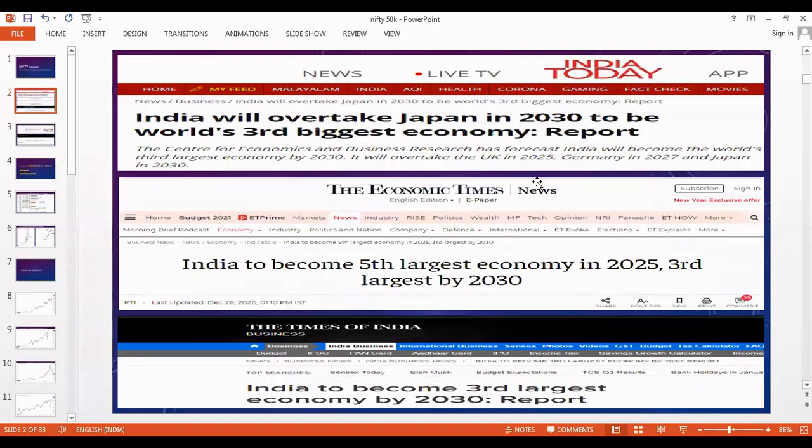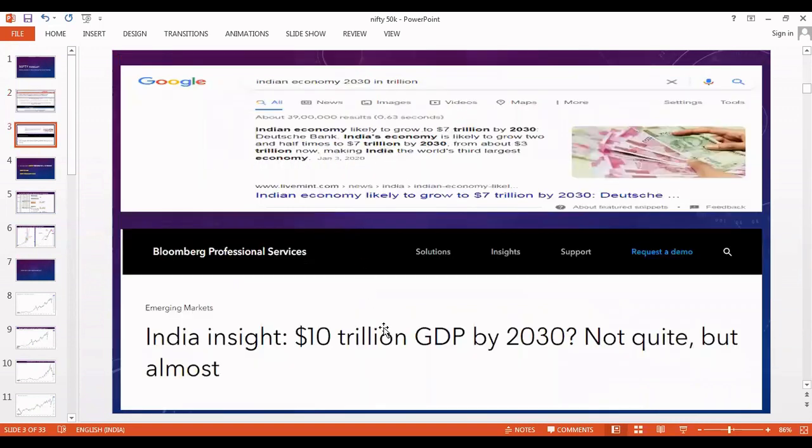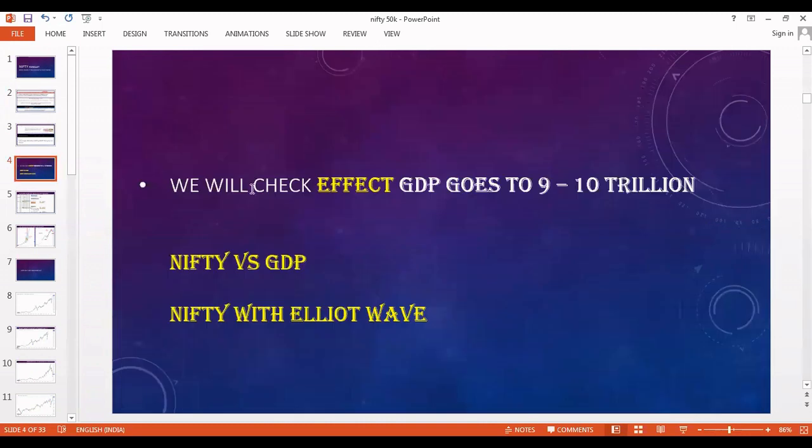Hi to all. There is news circulating everywhere that the Indian economy is going to be the third biggest economy by 2030, and we will become somewhere around 7 trillion to 10 trillion by 2030. Means our economy is going to be 7 trillion to 10 trillion by 2030. So today we are going to check how the Nifty will be affected if our economy becomes 7 trillion to 10 trillion.